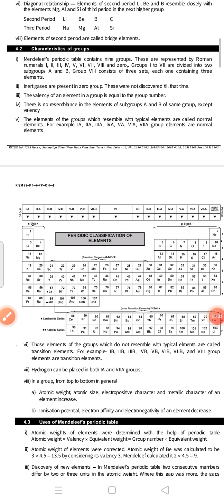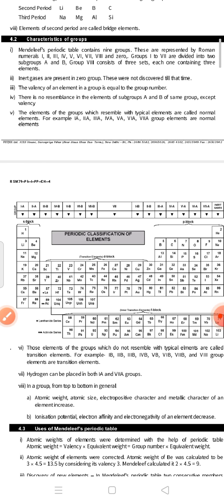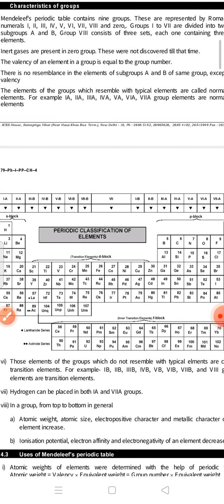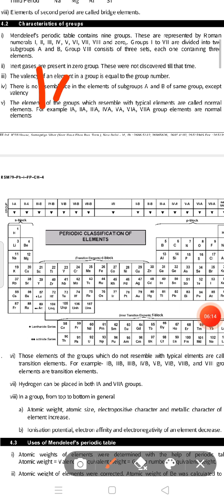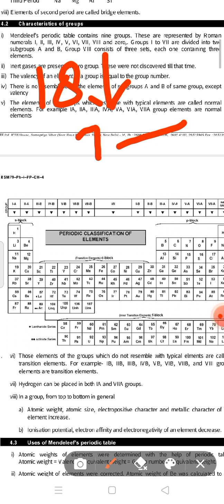Now, in this series, we will study the next topic, characteristics of group and period in the periodic table. There is a long form periodic table which is given in the picture. In the long form periodic table, there are 18 groups which are lying in vertical form and 7 periods which are lying in horizontal form. Right? Now, we will study one by one.